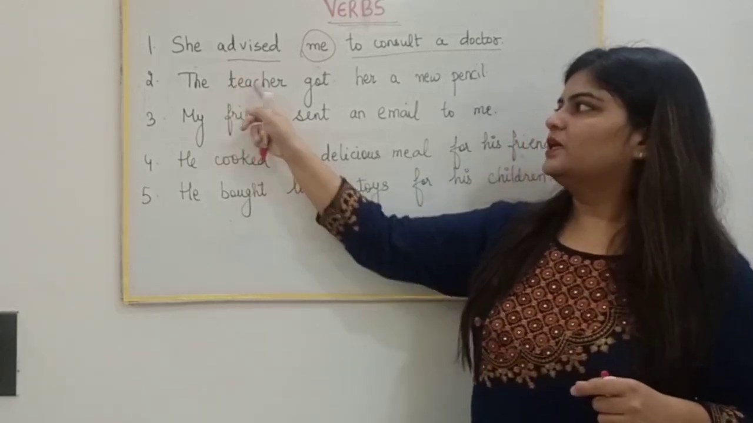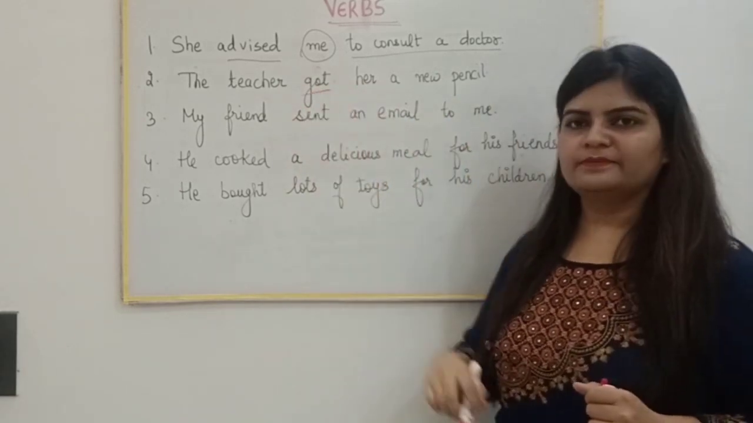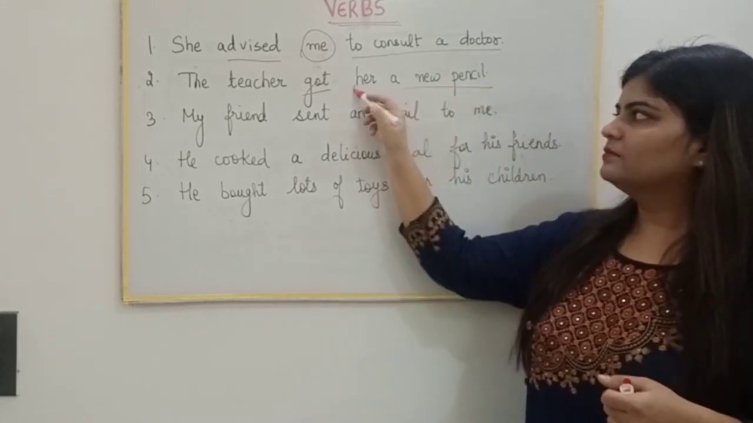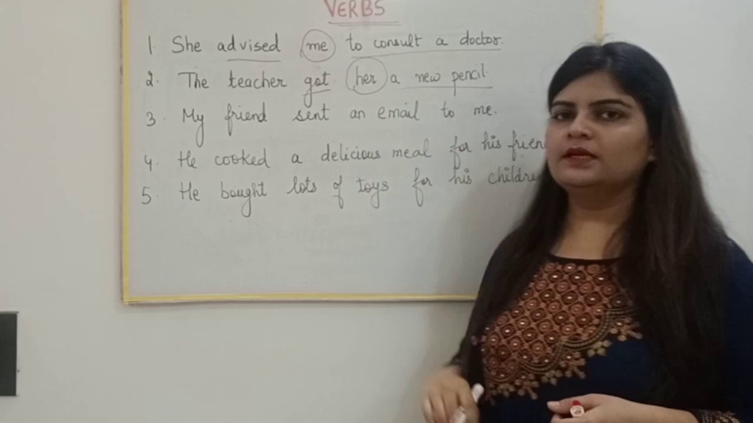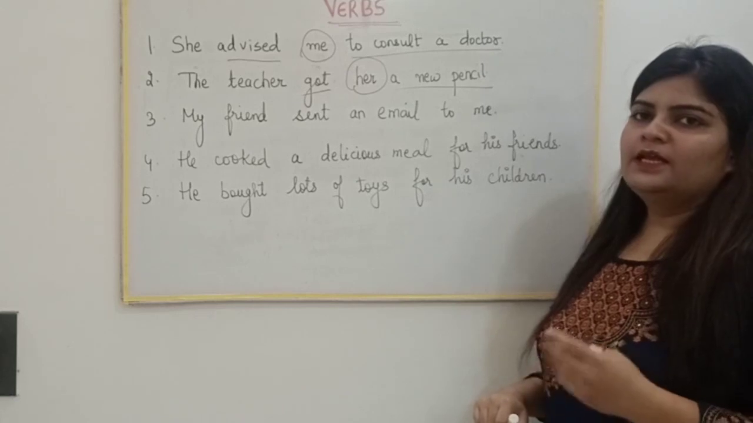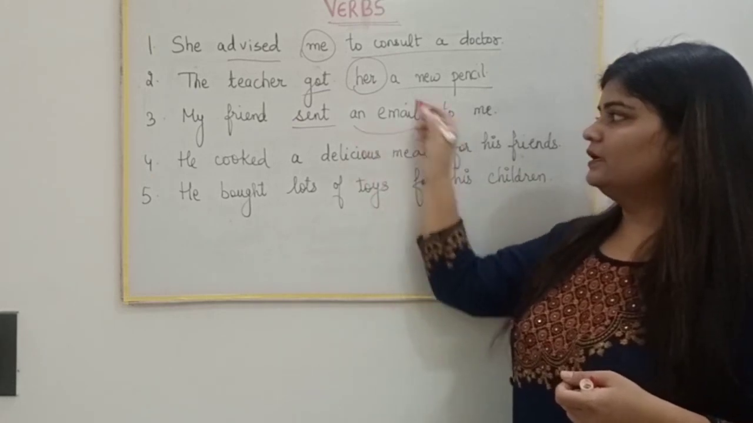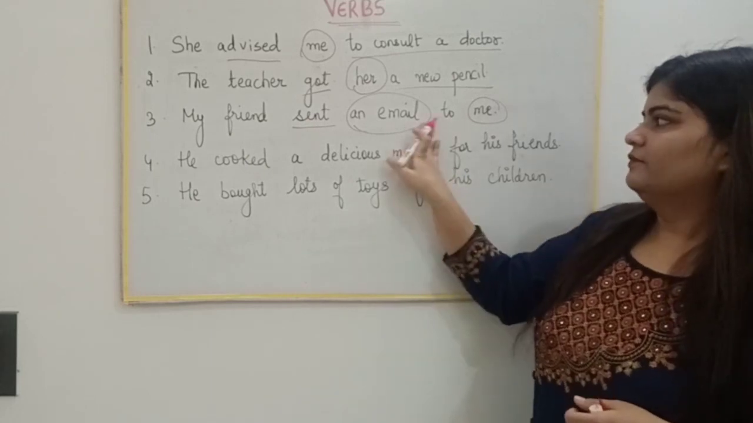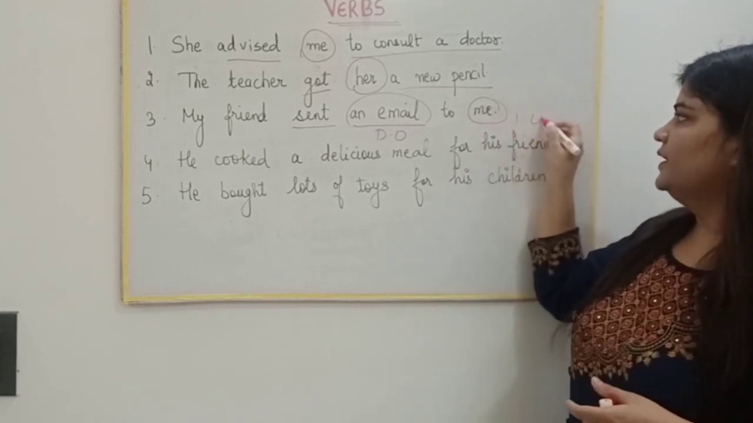Question number 2. The teacher got her a new pencil. First, find out the verb. Got. What? A new pencil. For whom? For her. So, pencil is the direct object and her is the indirect object. Third sentence. My friend sent an email to me. Verb sent. What? An email. To whom? To me. So, we can say that an email is the direct object and me is the indirect object.